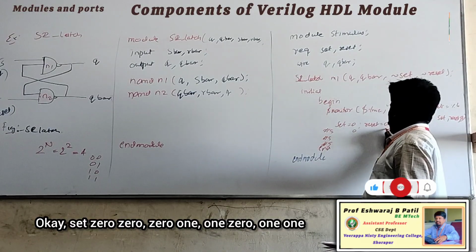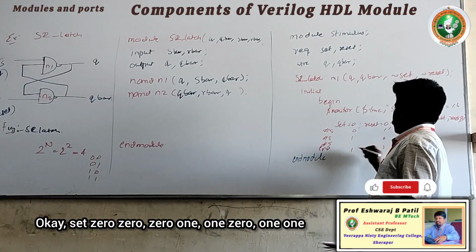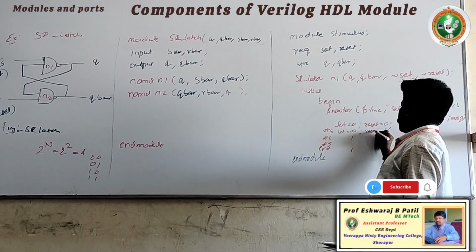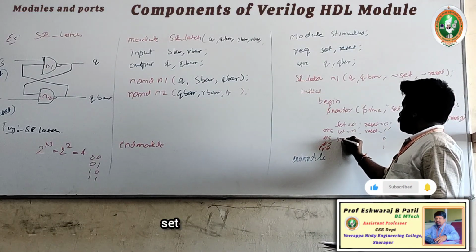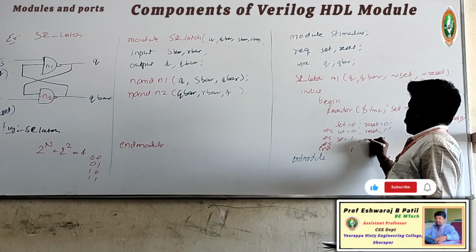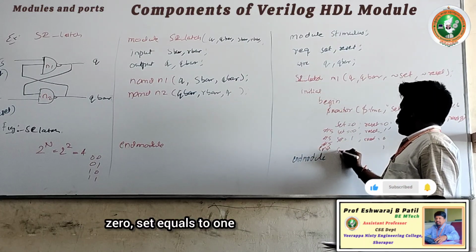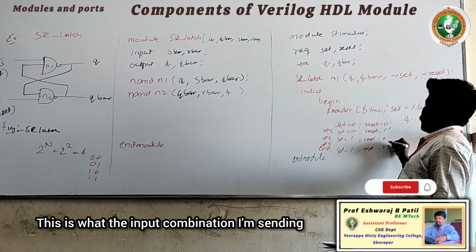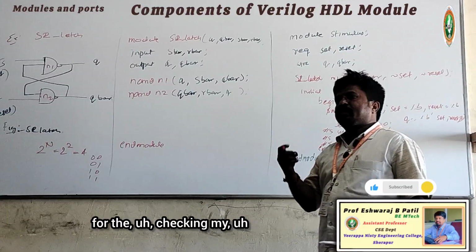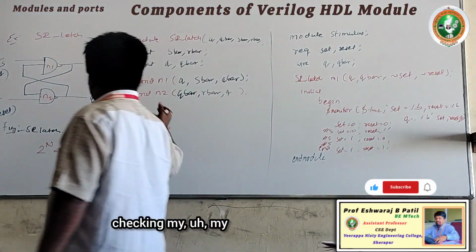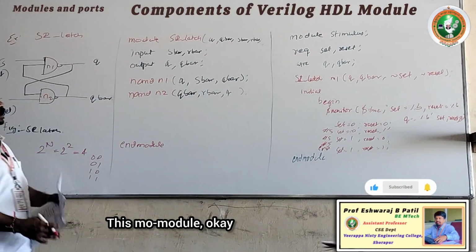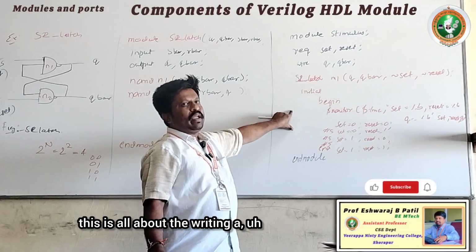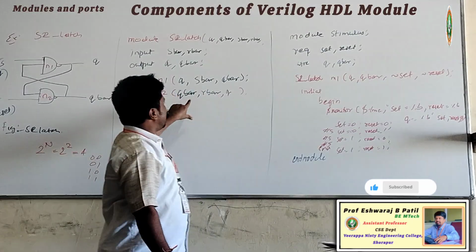Okay, set 0 0, 0 1, 1 0, 1 1. Just to write, set equals to 0, reset equals to 1, set equals to 1, reset as 0, set equals to 1, reset equals to 1. This is the input combination I am sending for checking this module. Okay, this is the Verilog module. This is all about writing a test bench for my Verilog module.